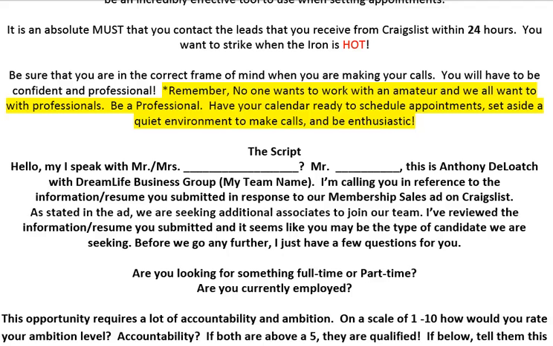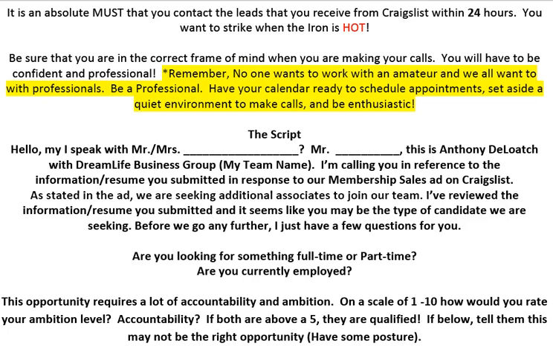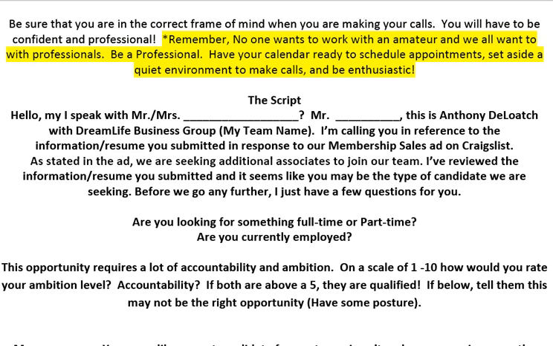If they say yes, I go ahead and move forward. "Are you looking for something part-time or full-time?" No matter what they say, I say great. "Are you currently employed?" No matter what they say, I say great. "This is an opportunity that requires accountability and ambition. On a scale of 1 to 10, how would you rate your ambition?" They give me their answer; make sure it's above 5. Then I ask, "Well, what about accountability? On a scale of 1 to 10, how would you rate your accountability?"